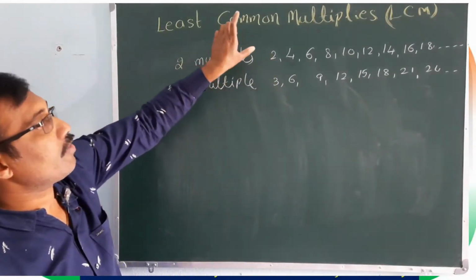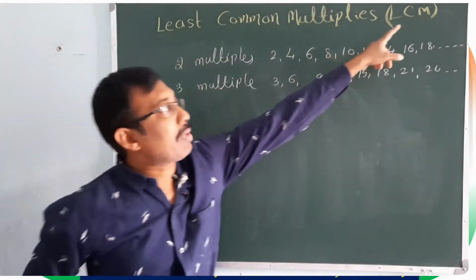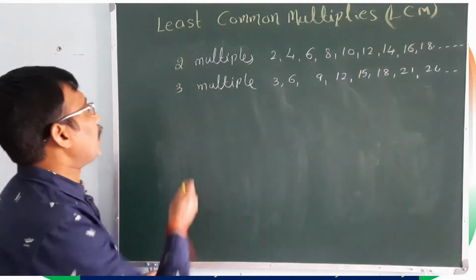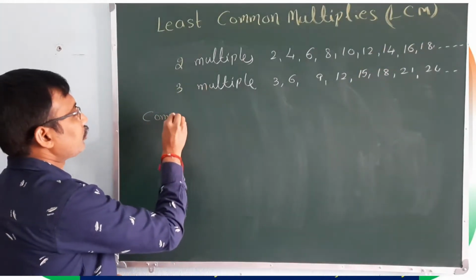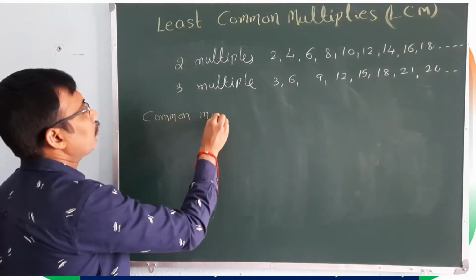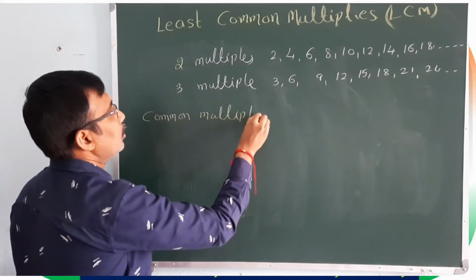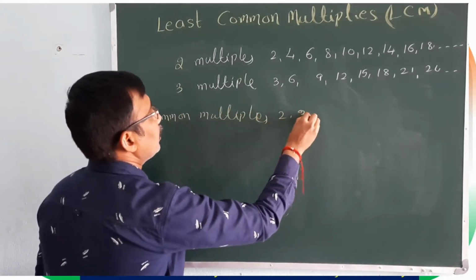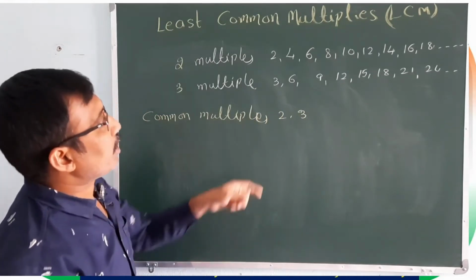So first of all, write the given numbers 2 and 3. Write the multiples first. Next, common multiples of 2 and 3. So which is the common number? 6.